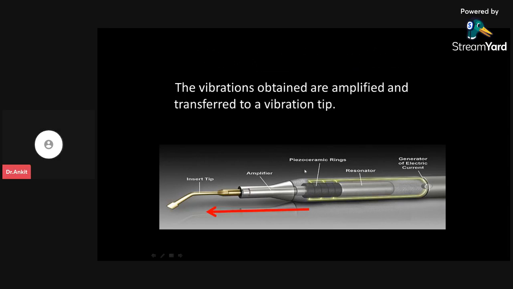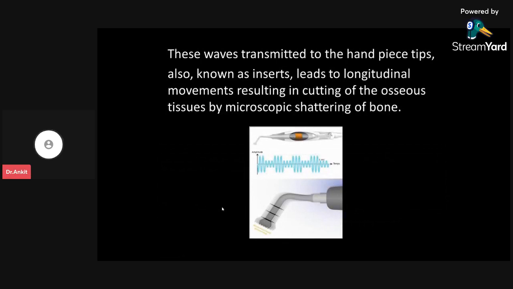In this resonator of piezoceramic rings, the vibrations they obtained are amplified and transferred to a vibration tip. These tips are known as inserts. Okay, so in such a scenario, these inserts are basically helpful in directly attaching the piezotome to the bone.